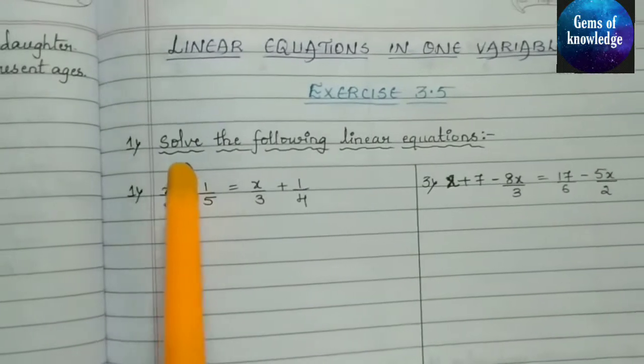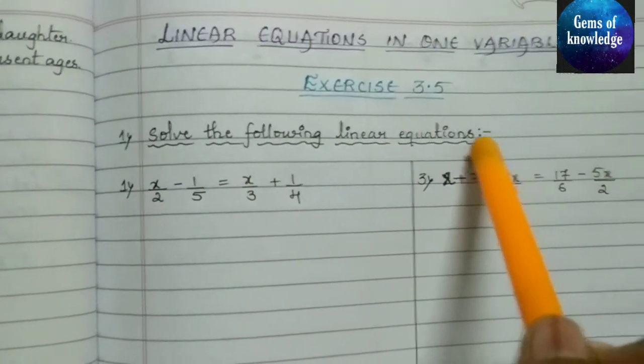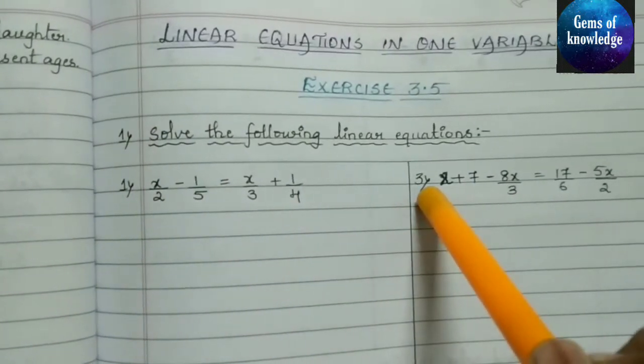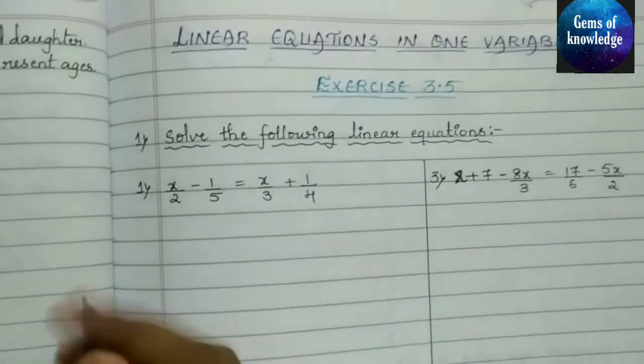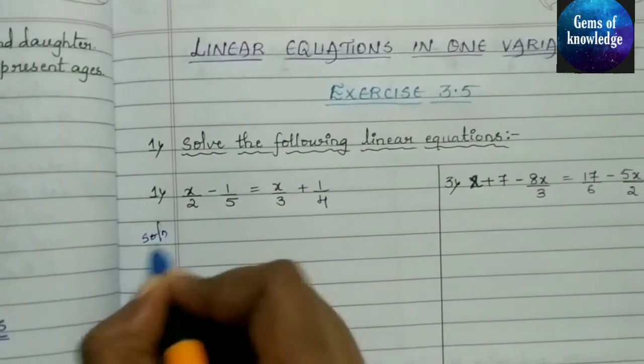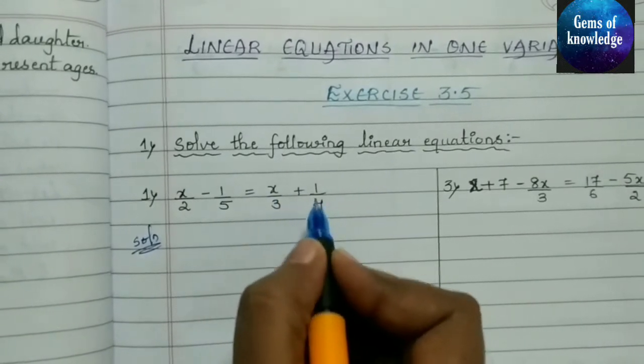Okay, so here in the exercise what you have to study is: solve the following linear equations. The linear equations are given and you have to find the value of x. The first question is x by 2 minus 1 by 5 equals x by 3 plus 1 by 4.